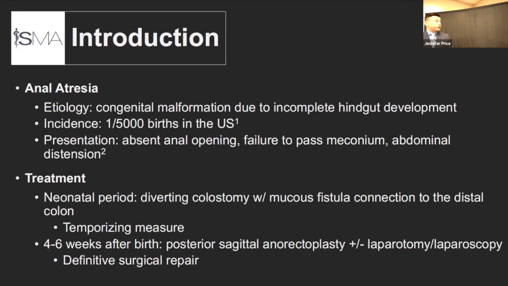So the disease process is also called anal atresia. It affects about 1 out of every 5,000 births. It affects males more than females. The cause is likely due to incomplete hindgut development during embryogenesis, resulting in a presentation of absent anal opening and an eventual failure to pass meconium and abdominal distension.